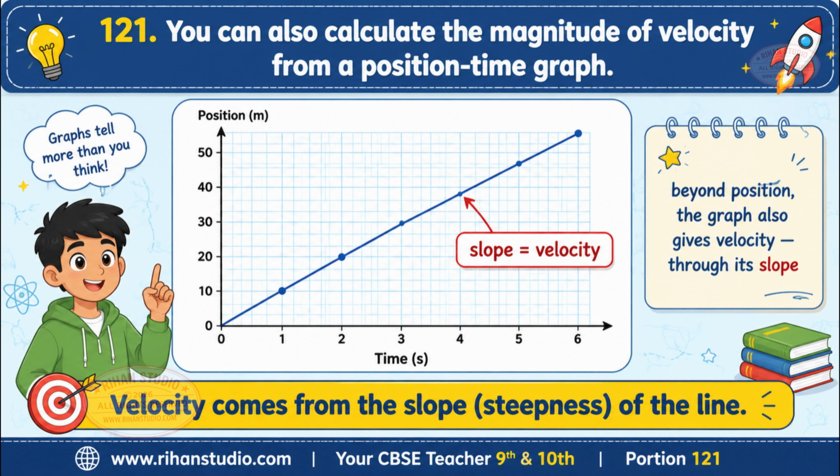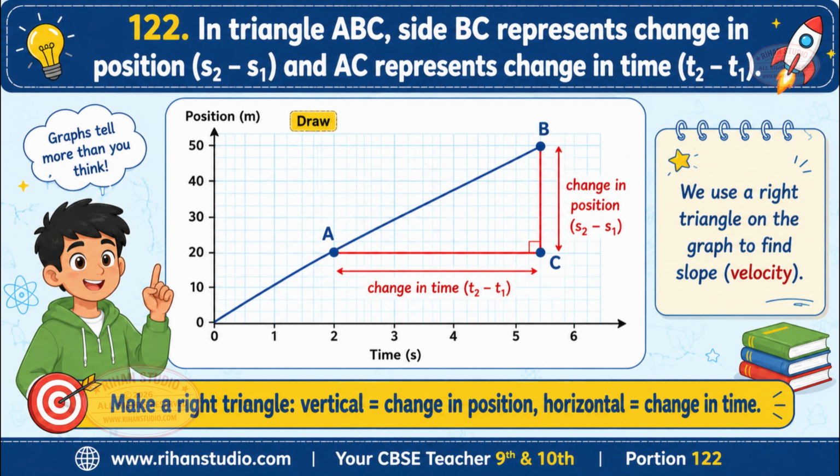You can also calculate the magnitude of velocity from a position time graph. Beyond position, the graph also gives velocity through its slope, its steepness. In triangle ABC, side BC represents the change in position, S2 minus S1, and AC represents the change in time, T2 minus T1. The method: pick 2 points on the line and make a right triangle.